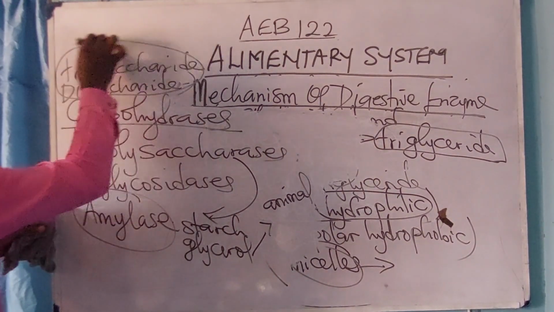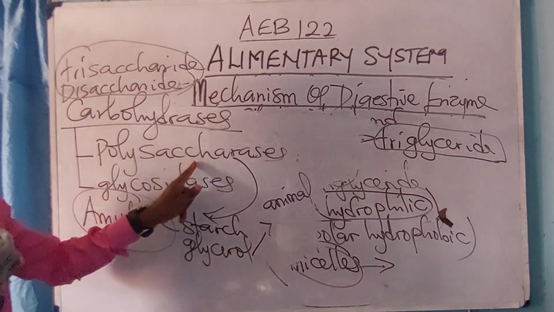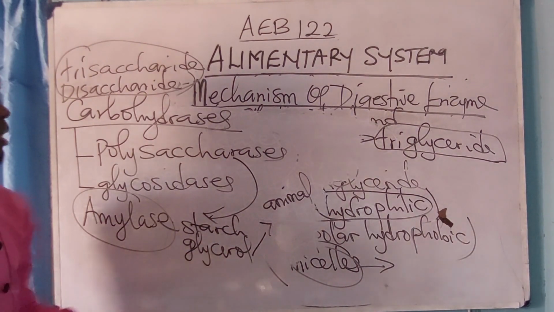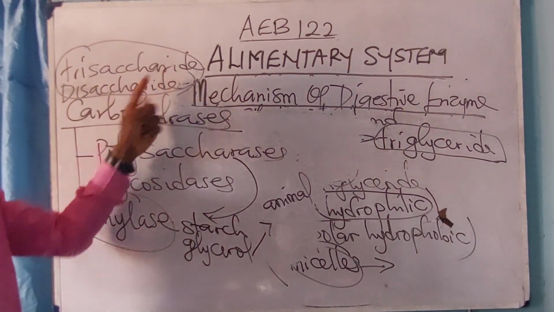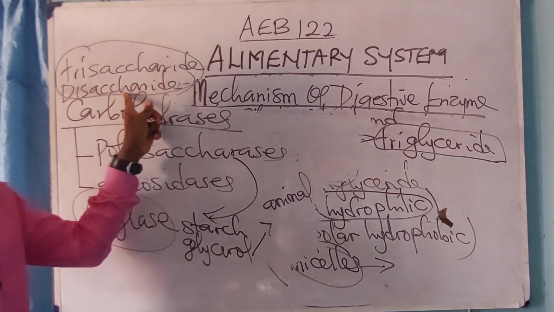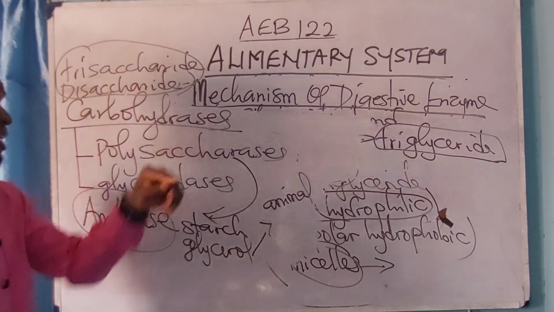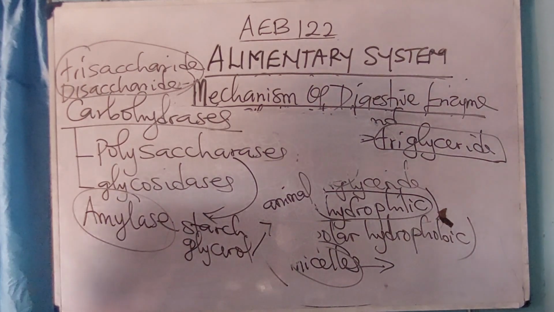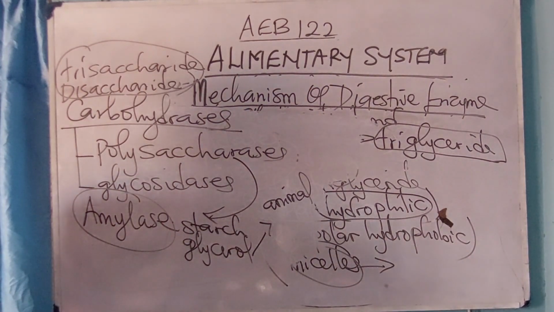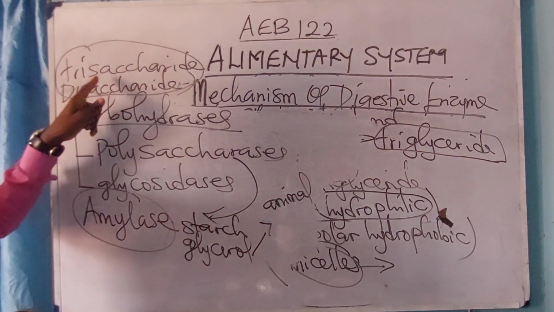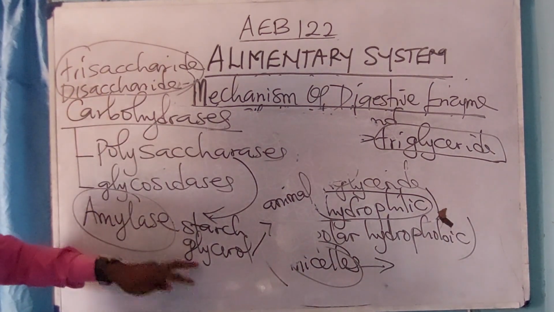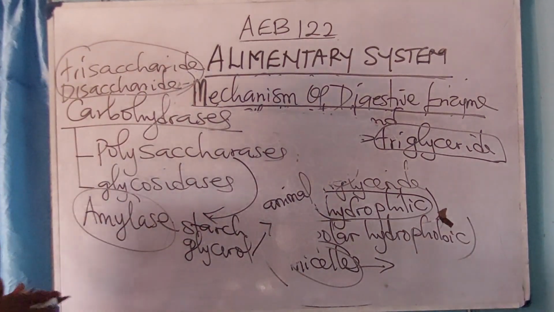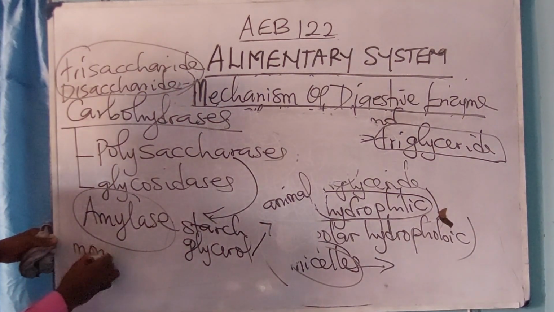So please, polysaccharases, they convert large molecules of what? Polysaccharides, such as starch in plants, glycogen in animals, to triglyceride or what? Diglyceride, to trisaccharide or disaccharide. So again, as soon as starch or glycogen are converted to these, and other carbohydrates are converted to what? Monosaccharides.